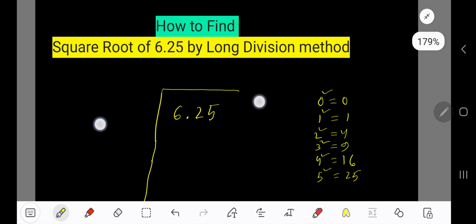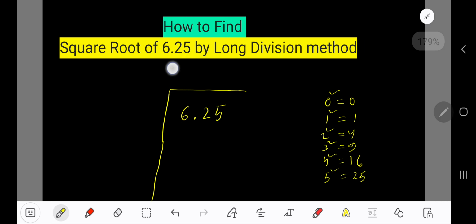How to find the square root of 6.25 by long division method? At first you need to make pairs. For the whole number part, you need to make pairs from the right side, to the left of your decimal point, and for the decimal part of this decimal number you need to make pairs from this side, that is, to your right side after the decimal.